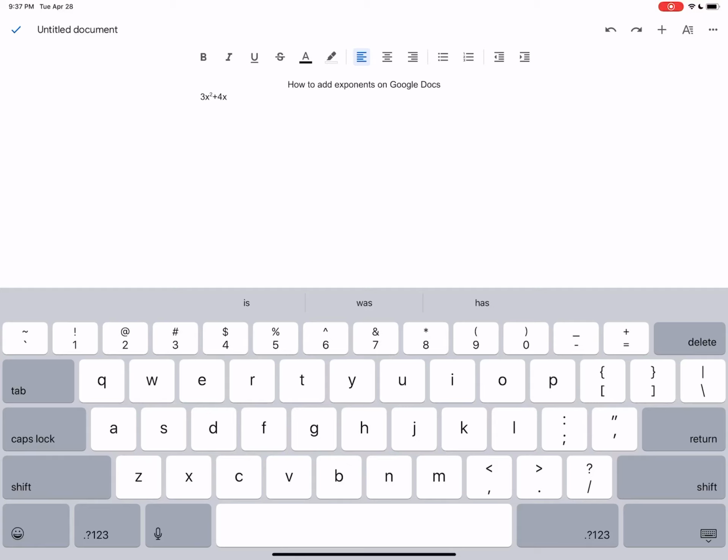Now, if you're on a laptop, it's a bit different. It's kind of hard to show you guys on a laptop how to do it, but when I'm on Google Docs on my laptop, I just press Control, and then I press the period key, Control, period, and it gives you an exponent. And to undo it, you press Control, period again.